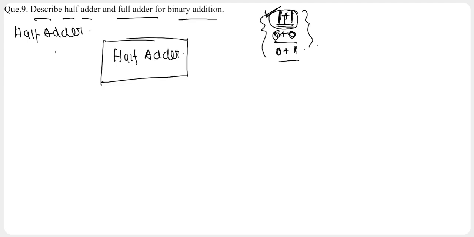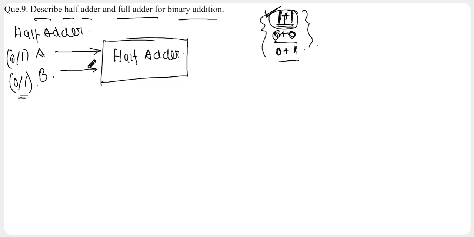Now to perform the 1 bit addition, we need to give inputs which are two 1 bit numbers. So let us say the first input is A and the second input is B. A is a 1 bit number which can be either 0 or 1, and B is a 1 bit number which can be either 0 or 1.